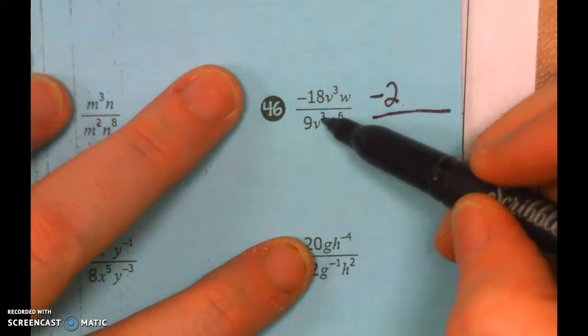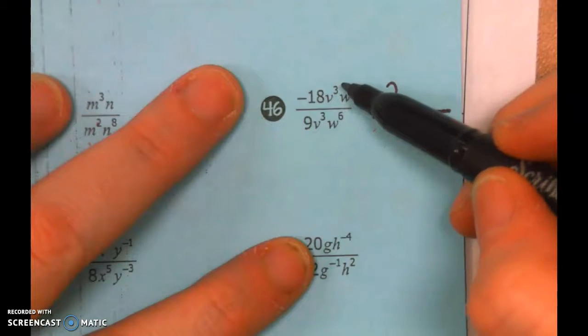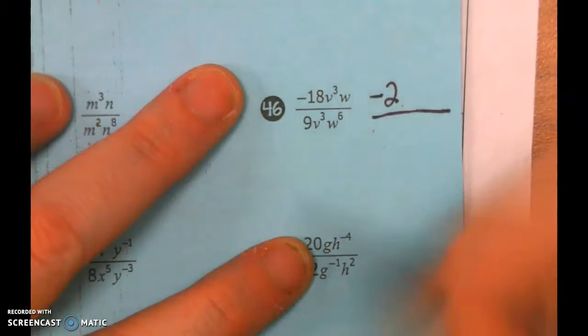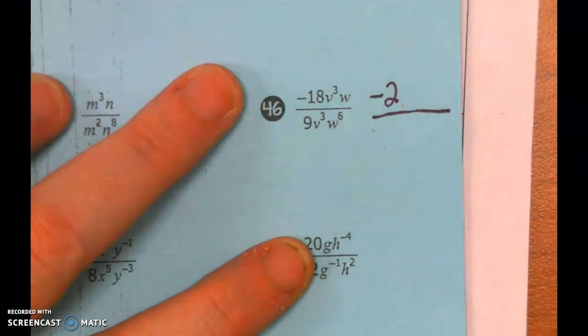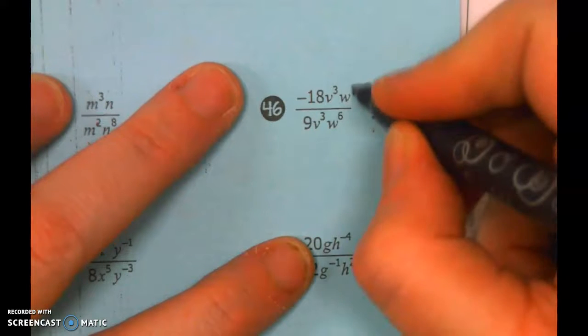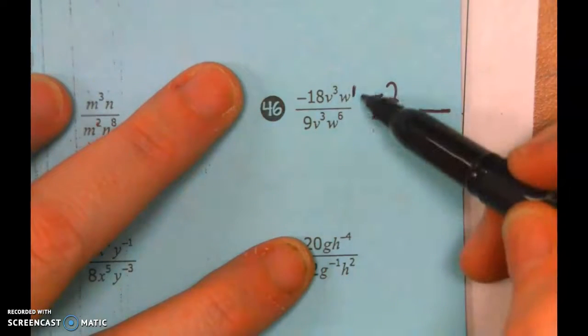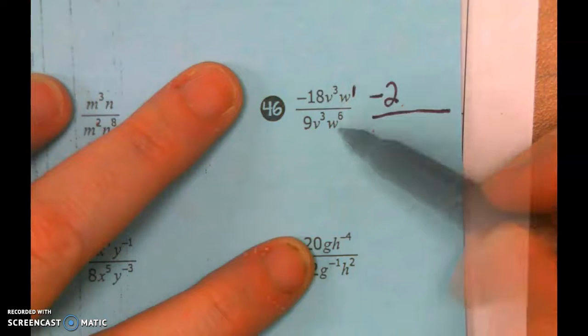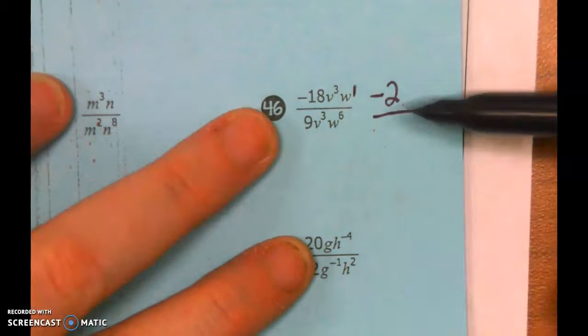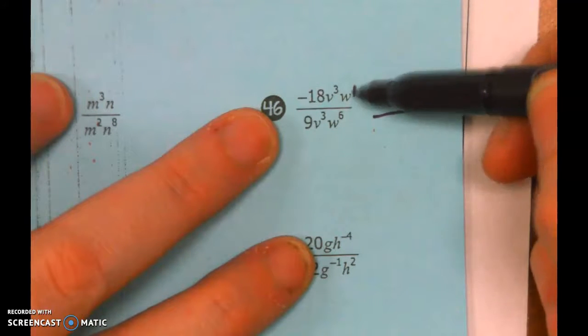Our quotient rule says you subtract these. That's the video y'all watched for homework last night or 2 nights ago. So we don't write down any v's. Okay, this is w to the first power divided by w to the sixth power. So our quotient rule says that we take 1 minus 6.